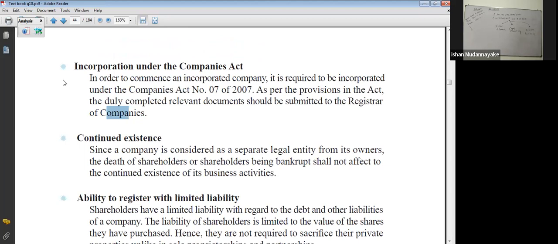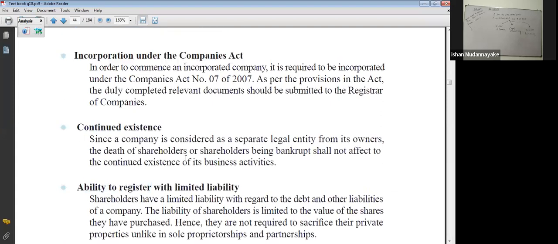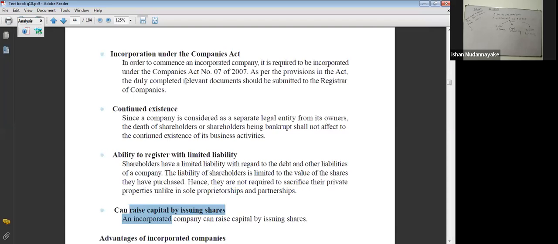Students, if you have the textbook, please number each of these characteristics. First one, second one, third one, fourth one. Here the textbook has given 4 characteristics. Please number these characteristics. So the first one is incorporation under the Companies Act number 7 of 2007. Right. Second one.